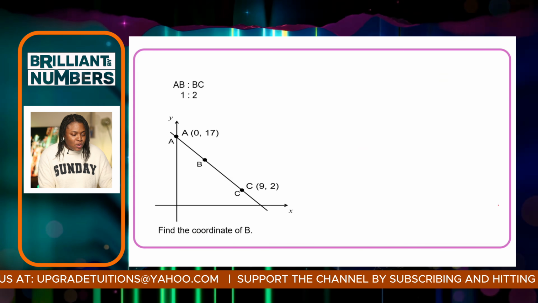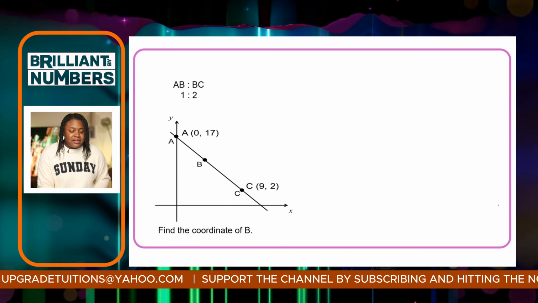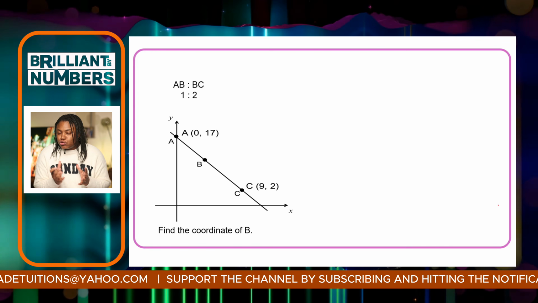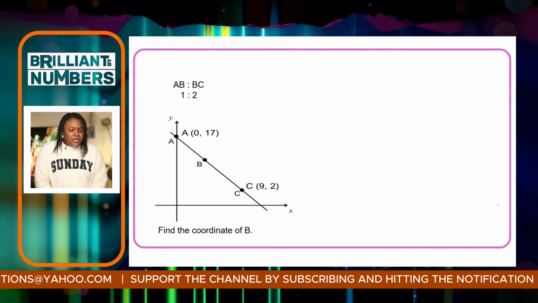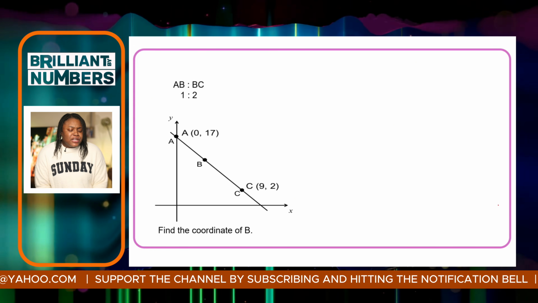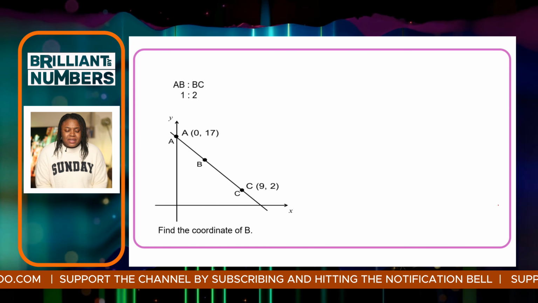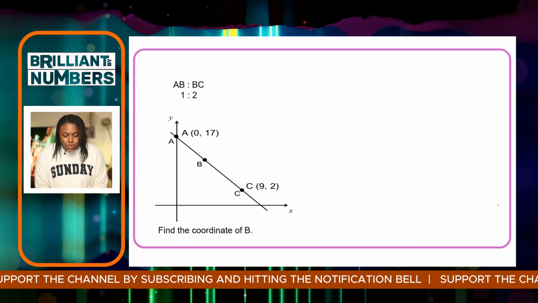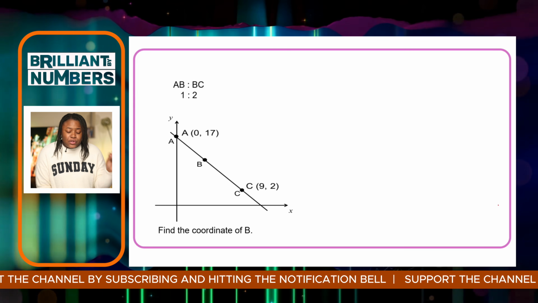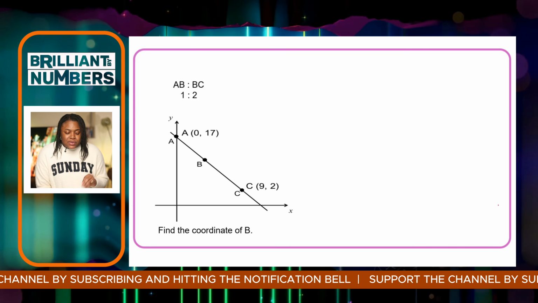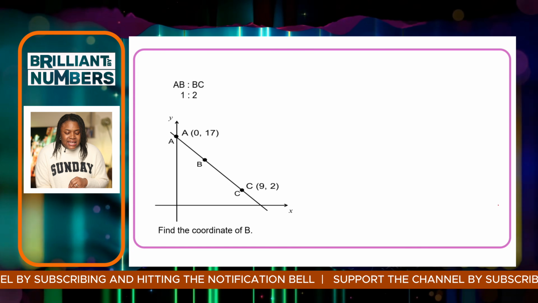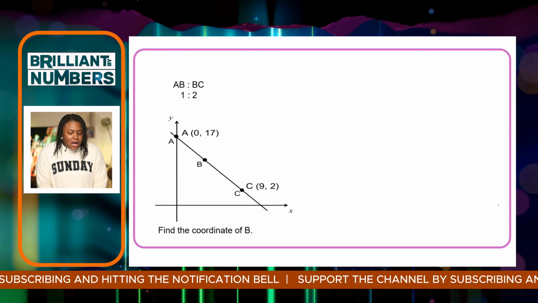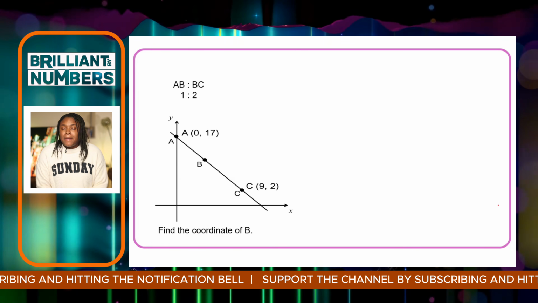So moving along, we are now going to do another linear graph question, integrating ratios now. So we're told here, we're given the ratio AB is 1 and BC is 2. So AB to BC is 1 to 2. We're given this straight line with the coordinates of A (0, 17), coordinates of C (9, 2), and we're asked to find the coordinates of B.